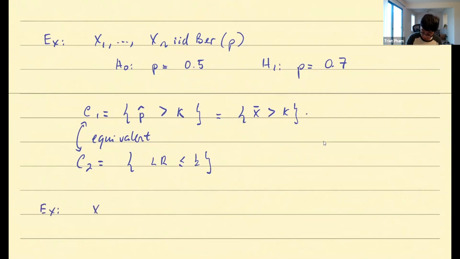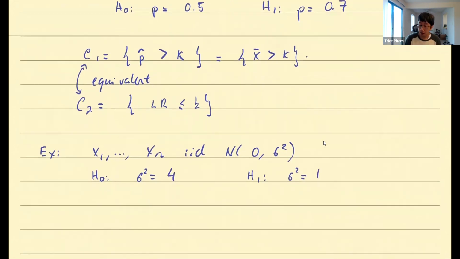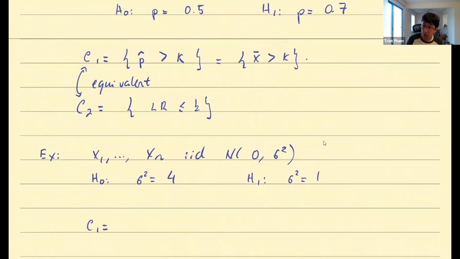Last example, x1 up to xn, but let's switch gears. Let's do normal with mean 0 and variance sigma square. So now the unknown parameter is sigma square. Let's say the null is sigma square equals 1, and the alternative is sigma square equals 4. All right, let's change flavor: let's do 4 and 1. What is the intuitive critical region here?